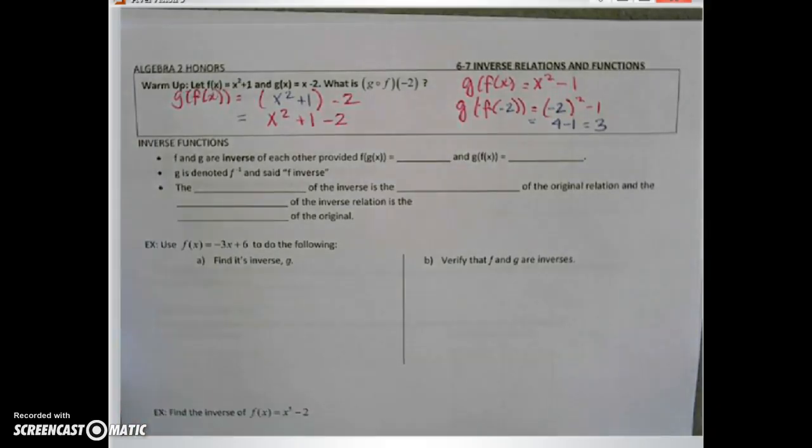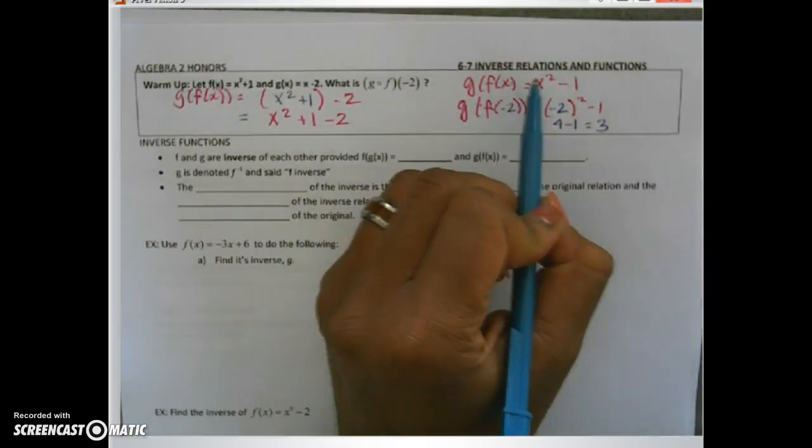Hello, today we're going to be talking about 6-7 inverse relations and functions.